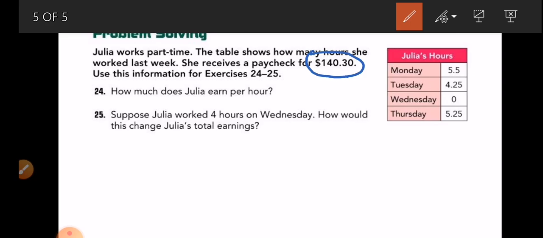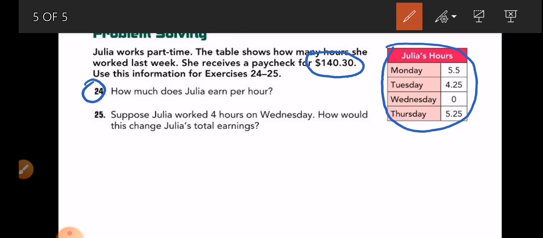Then, how many hours did she work each day? On this table, it can show you Julia's hours. On Monday, she worked 5.5. Tuesday, she worked 4.25. Wednesday, she didn't work, 0 hours. Thursday, she worked 5.25. Let's see question number 24. So now I have the total money that she received, and I have how many hours she worked each day.